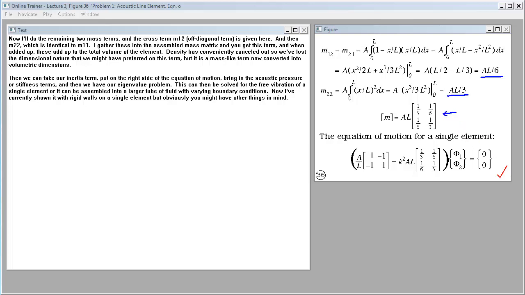Then we can take our inertia term, put it on the right side of the equation of motion, bring in the acoustic pressure or stiffness terms, and then we have our eigenvalue problem. This can then be solved for the free vibration of a single element, or it can be assembled into a larger tube of fluid with varying boundary conditions. Now, I've currently shown it with rigid walls on a single element, but obviously you might have other things in mind.